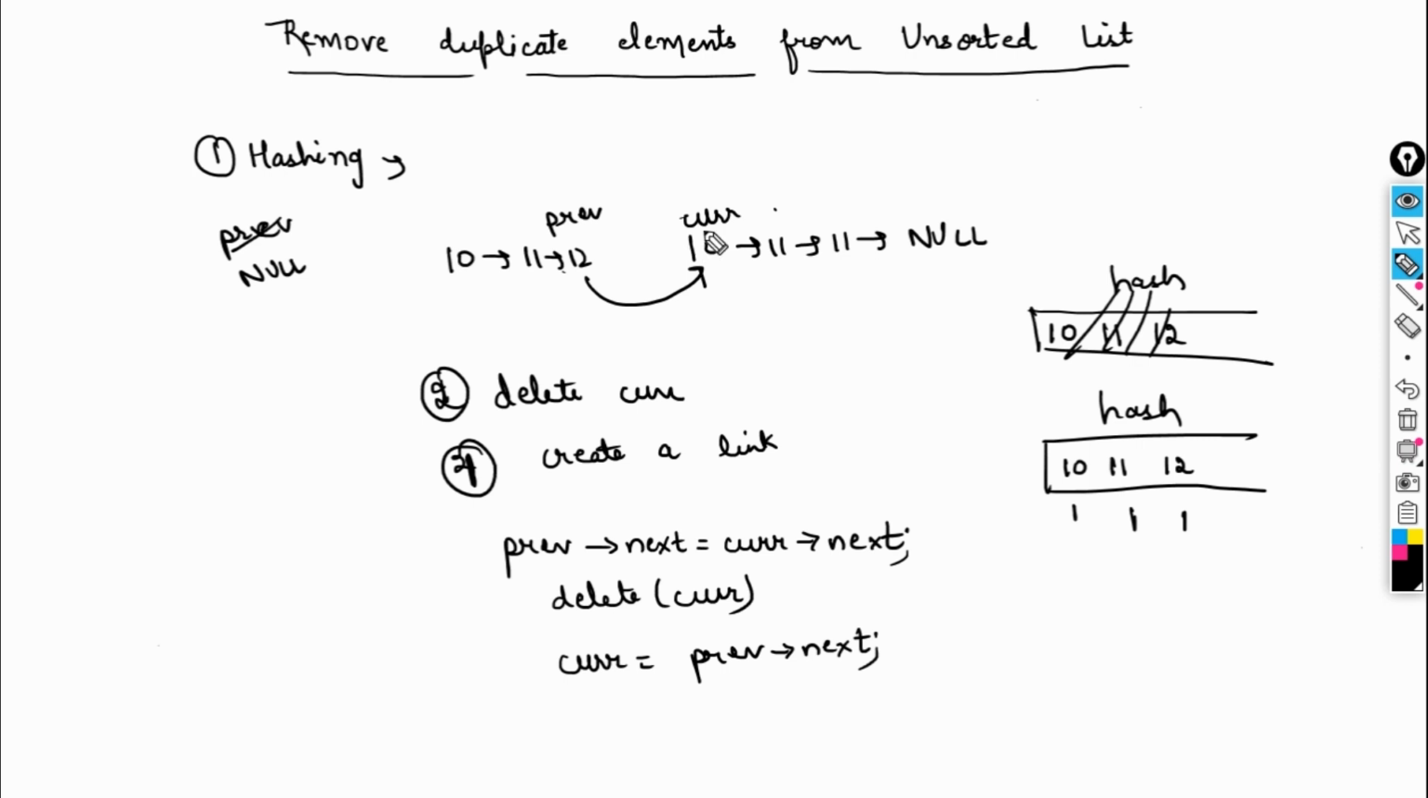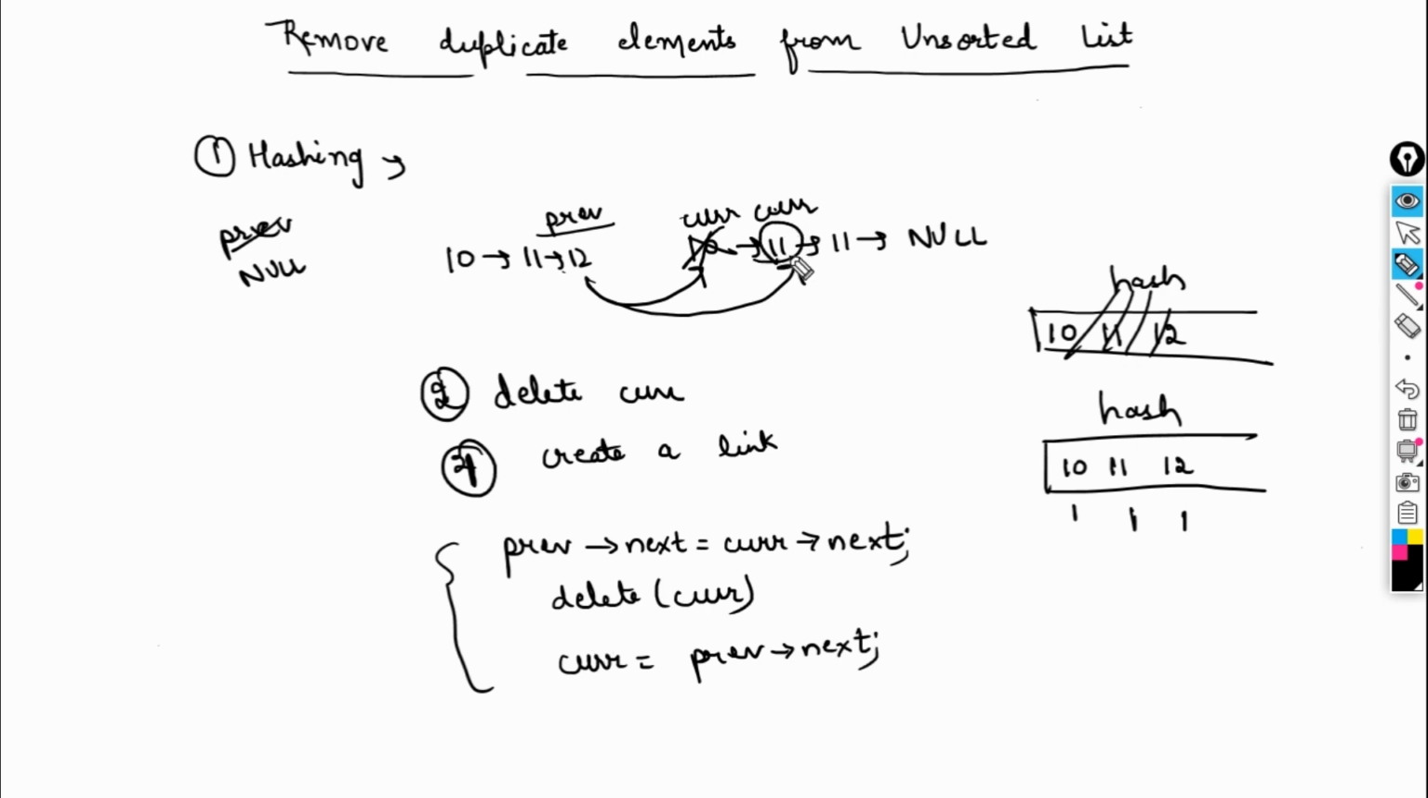Again, you need to check if current is present, like 10. So you'll check the count for it. Yes, it is already present. Again, following these steps, you need to remove it. After you remove it, your previous will be at this point only, but this node will be removed and previous will be pointing to 11 now, and current will be here now, using the same steps.